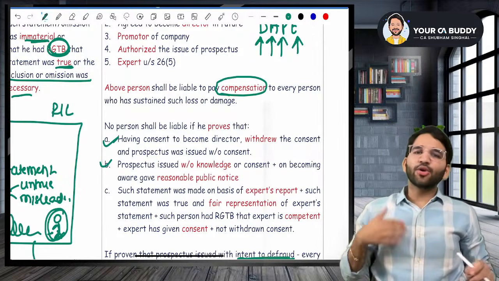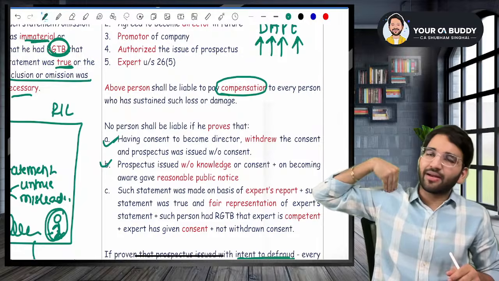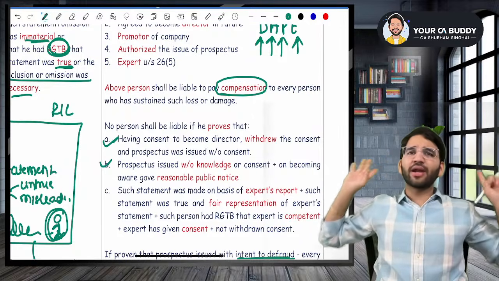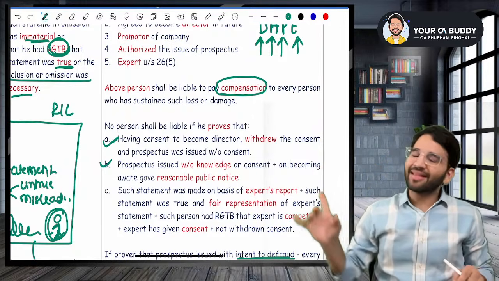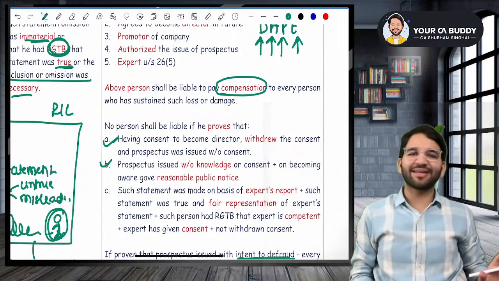Number two, sir, the prospectus was issued without my knowledge or consent, and as soon as I got to know about it, I gave a reasonable public notice.